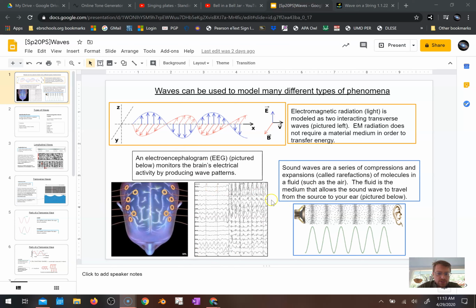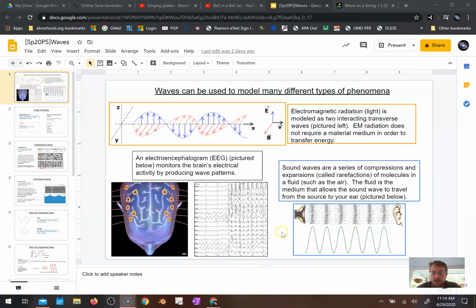Some other examples, a cool one is the electroencephalogram pictured below. This is a rendering of the electrodes that actually go on the outside of someone's head to monitor the electrical activity inside their brain, which can be represented in this graph down here as changes in voltage in different parts of the brain that can be used for medical diagnoses.